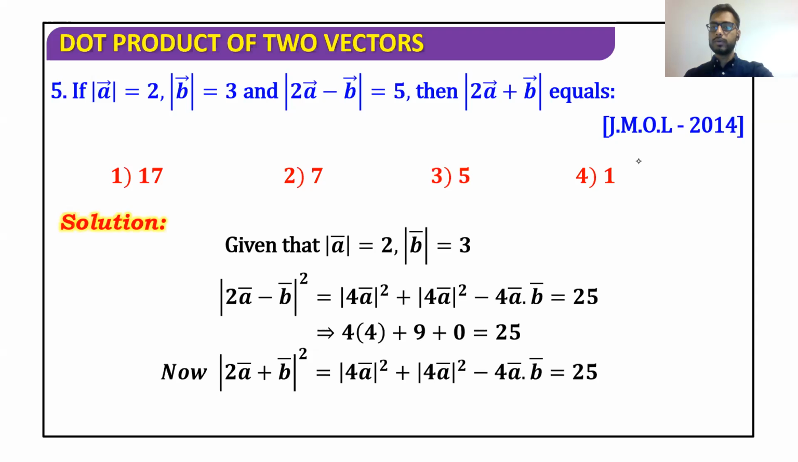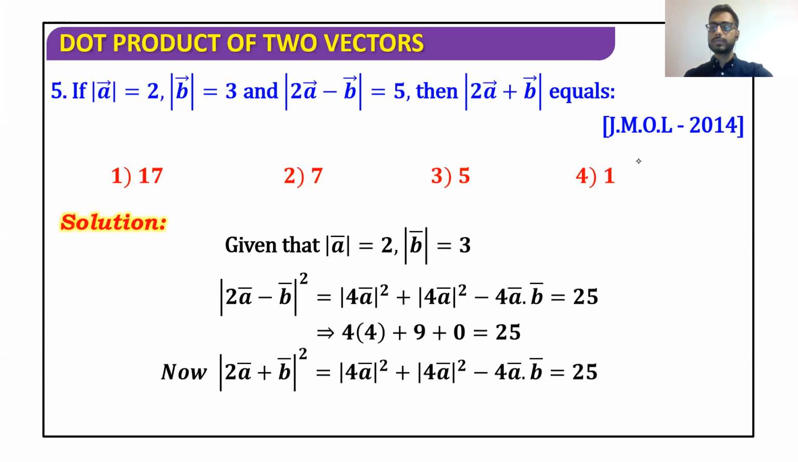And once I get this value of 4ab as 0, I can substitute this value in my formula when I want to find the value of 2a plus b the whole square. So 2a plus b the whole square is equal to 4a square plus b square plus 4ab. There is a printing mistake, it should be b square instead of 4a square again.